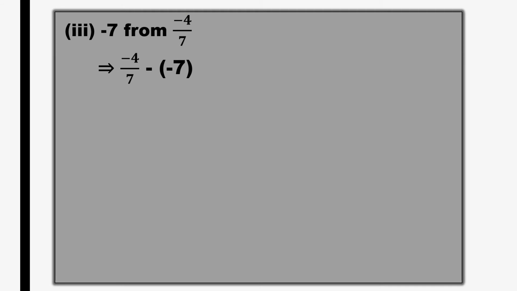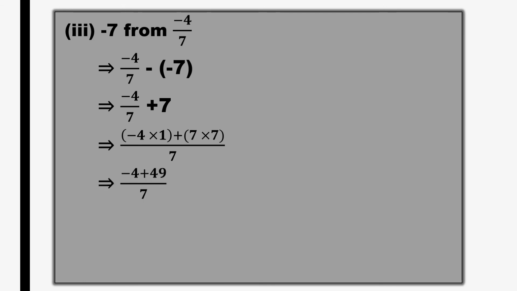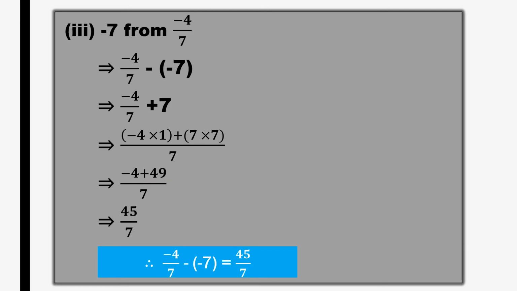Okay, so here we should take out the bracket first, right? So for that you should multiply it. Minus into minus is plus. So minus 4 by 7 plus 7. Take the LCM. Minus 4 into 1 plus, here the denominator is 1. So 1 goes 7 times in 7, so 7 into 7. Okay, so minus 4 plus 49. Both symbols are different. When different symbols are there, you should do subtraction and put the big number's symbol. So 49 minus 4 is 45 by 7. So your answer is 45 by 7.